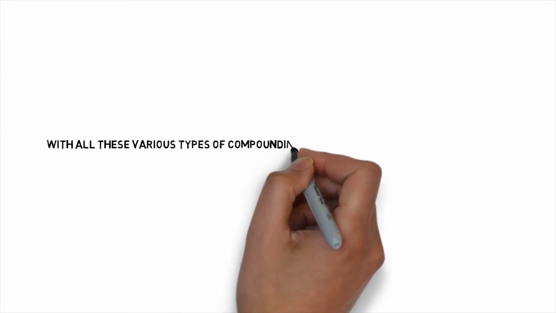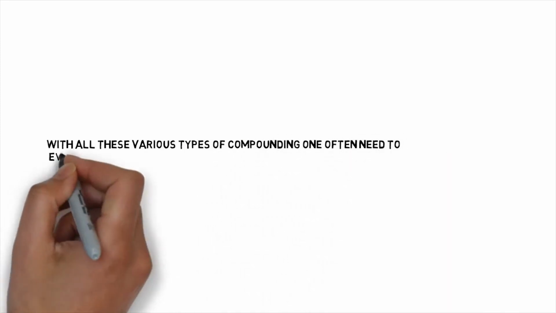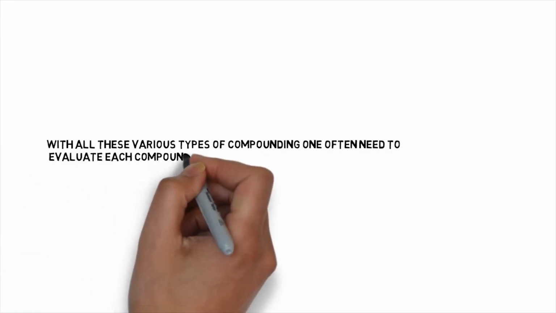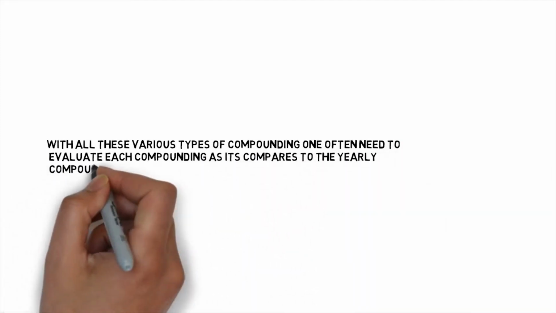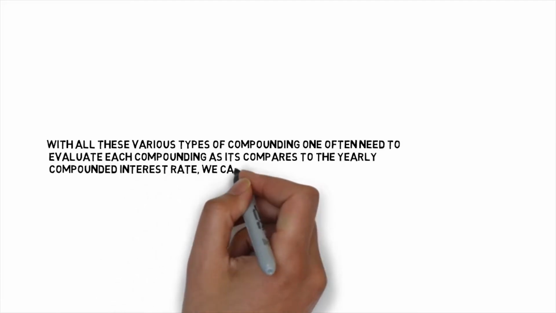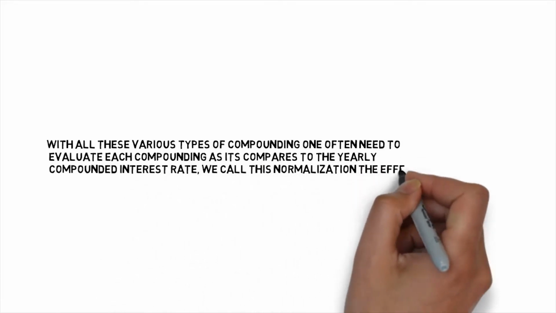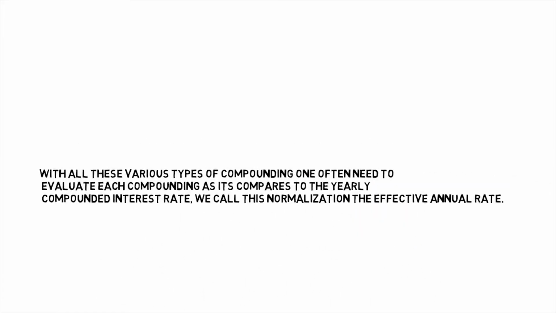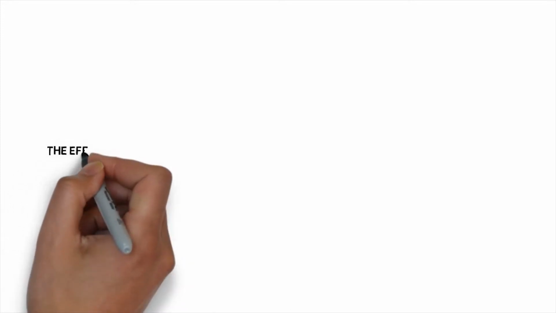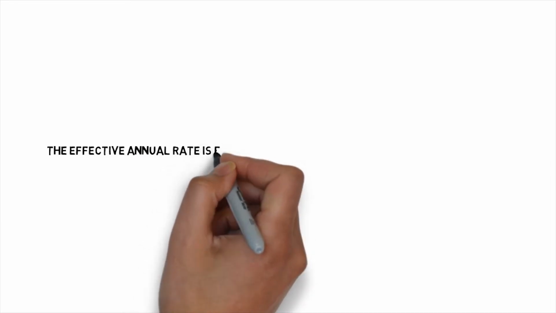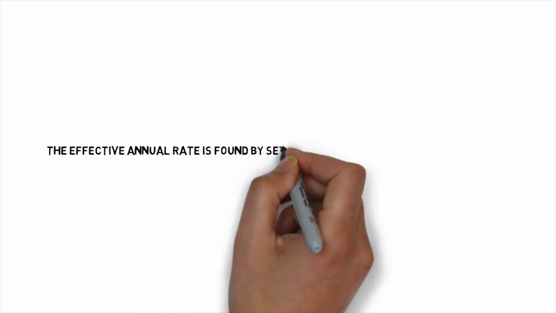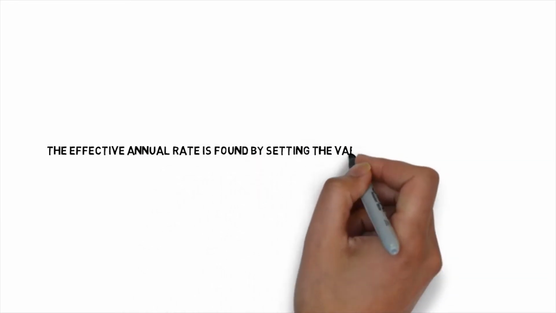With all these various types of compounding, one often needs to evaluate each compounding as it compares to the yearly compounding interest rate. We call this normalization the effective annual rate. The effective annual rate is found by setting the various compounding equal to each other and finding the equivalent to the yearly rate of r from 1 plus r.